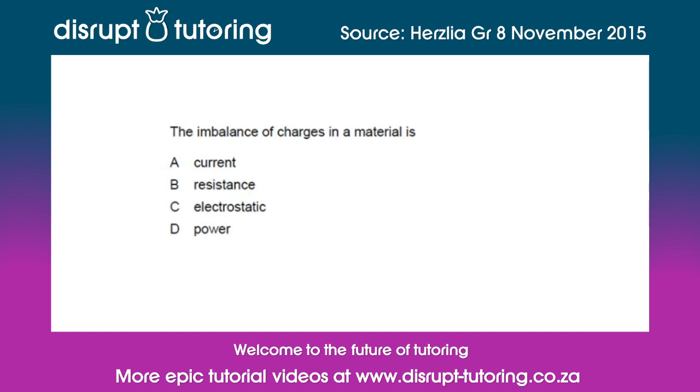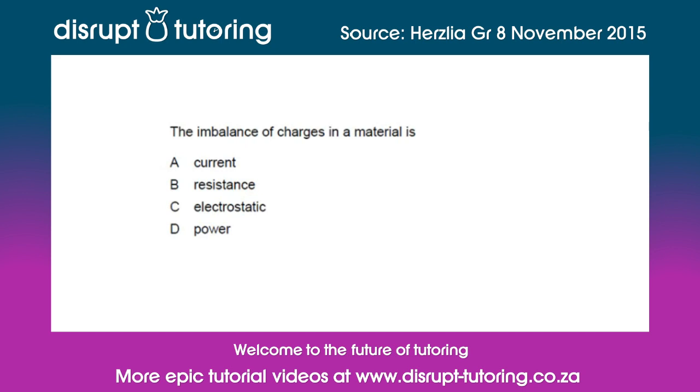So we're going to be looking at a grade 8 natural science energy and change question taken from the Herzia Middle School November 2015 exam paper. So let's have a look. The question reads, the imbalance of charges in a material is what? And the options given are A, current, B, resistance, C, electrostatic, or D, power.